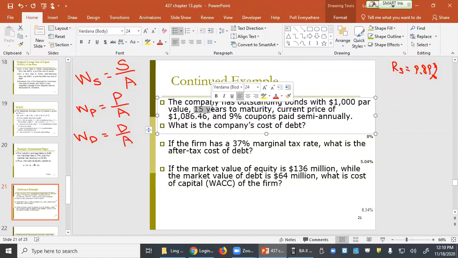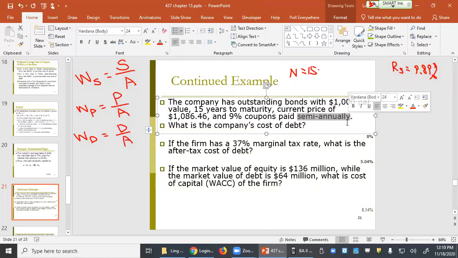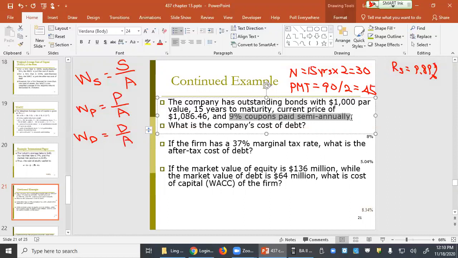So N equals 15 if we have annual coupon. No, we don't. We have semi-annual coupons. So 15 years times 2 coupon payments per year. That means if someone were to buy this bond right now, he or she will receive a total of 30 coupon payments, 6 months each time. The 9% coupon means the payment is 9% times 1,000. That's $90 per year. But if it is paid semi-annually, each time you only get half as much. So it's $45 every 6 months.